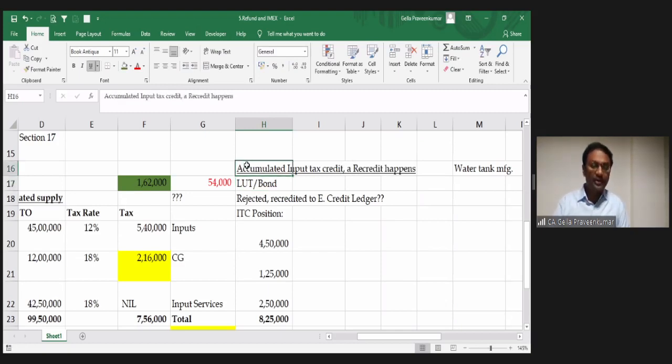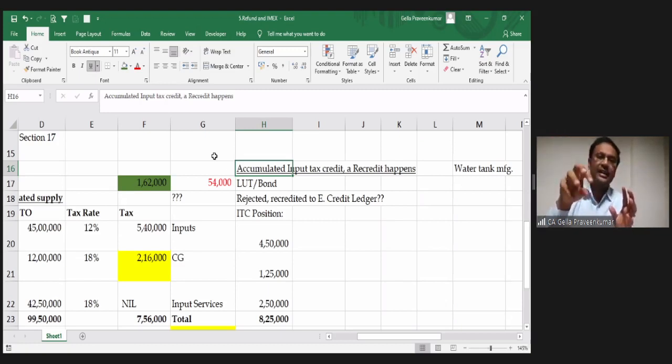Now, I draw your attention to one of my previous sessions where I explained something called a T account, electronic credit ledger, electronic liability ledger. The moment I file a refund application for my accumulated credit, the government says, look, I'm going to take the balance in your electronic credit ledger. That balance which is sitting in your balance sheet as current asset receivable, when I process your application, the same amount I'll give a credit back into bank account. Now, if the government has failed to recredit into my bank account, that portion which is rejected will come back and sit in my electronic credit ledger.